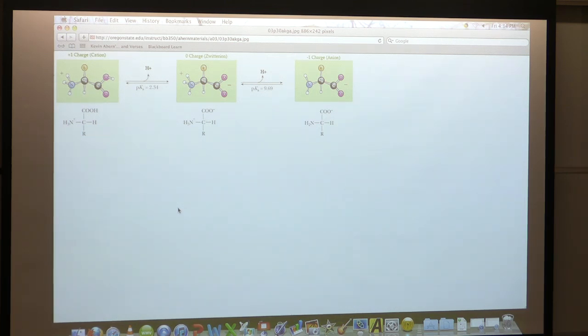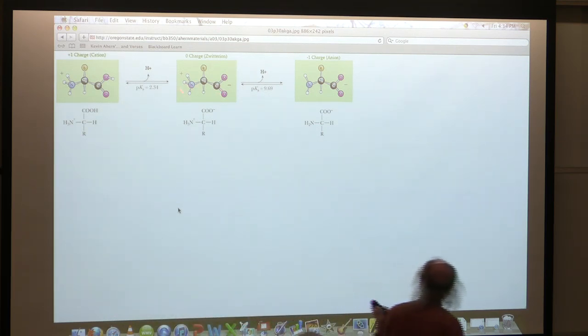Z-W-I-T-T-E-R I-O-N. A student in this class, I think it was last year, educated me on the German meaning of this word. I see some smiles. People know what that means in German? It means hermaphrodite. It has both. Yeah, okay. So it's got an ion here and it's got an ion over here.